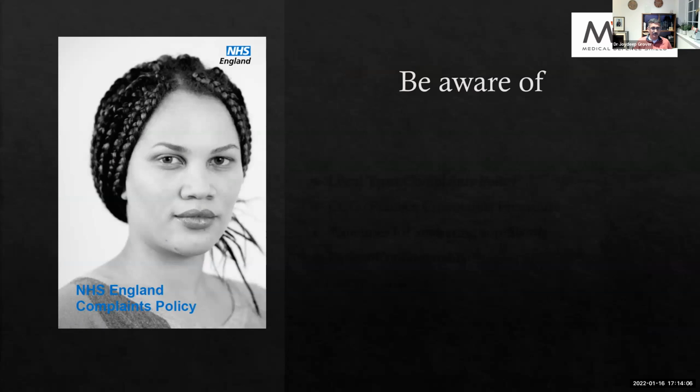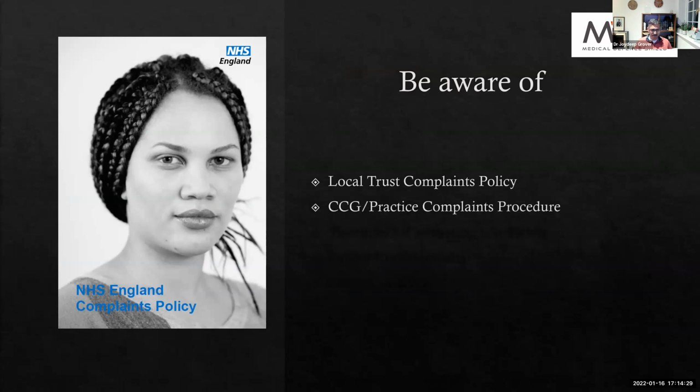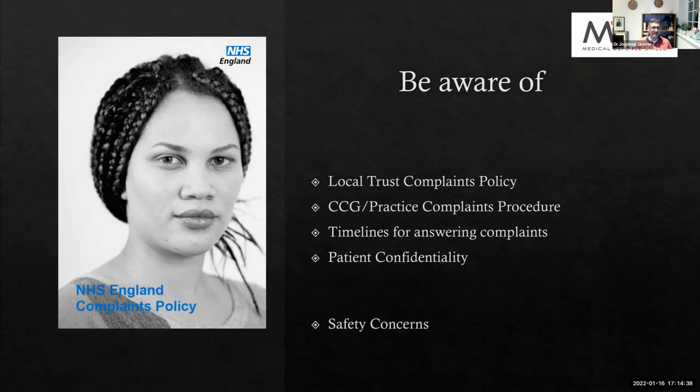Now, what do you need to be aware of? If anyone wants to read the NHS England complaints policy, it's about 500 pages long, but your defense organization should know about that. But do understand what your local trust or practice policy is, because that will set you the timelines, how you need to respond, who needs to be copied, who needs to sign the complaints up, etc. And that's CCG or local trust.